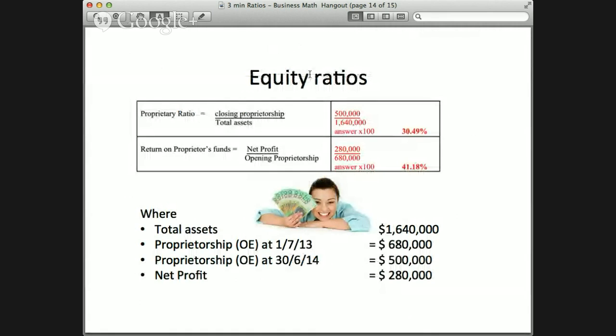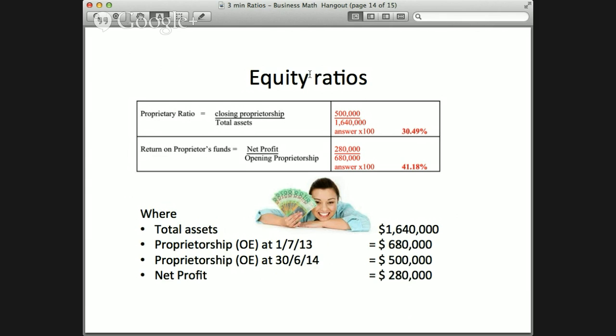Total assets at the bottom of your screen there is 1.64 million. Proprietorship at 1st of July 13 is 680,000. Proprietorship on the 30th of June 14 is 500,000, and the net profit for the year is 280,000. What does it mean? Let's take a look.